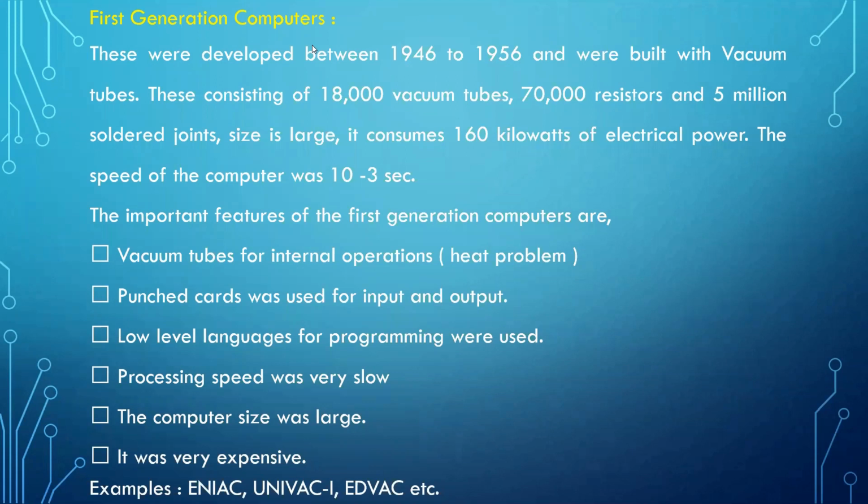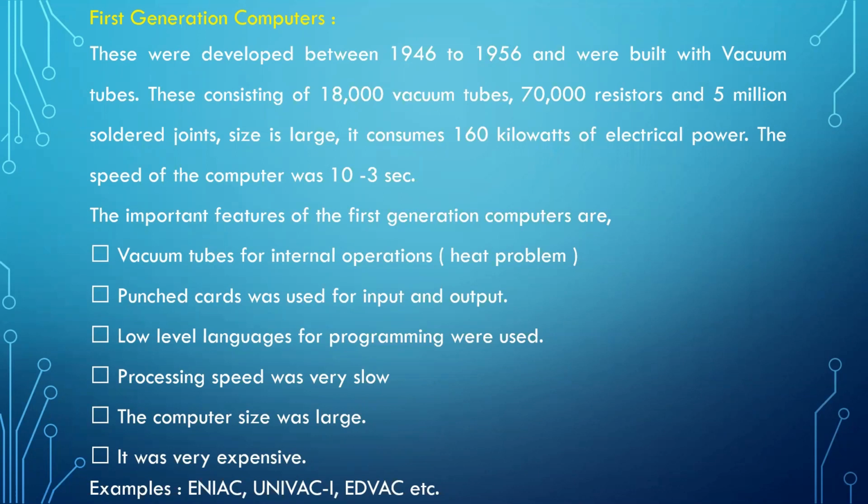First generation. The first generations were developed between 1946 to 1956. In the year 1946, we know that ENIAC was developed.